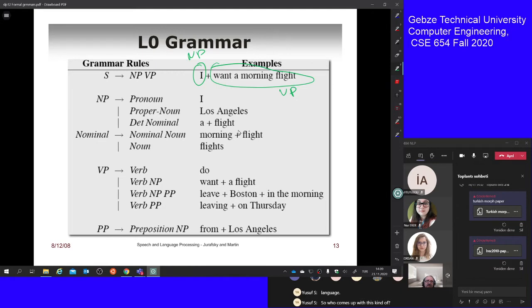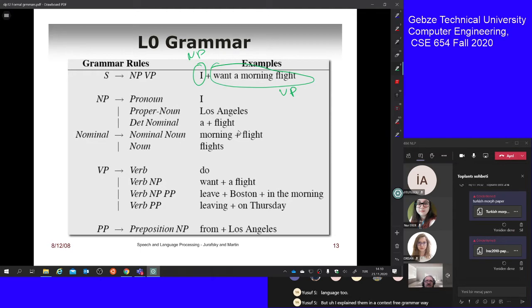So who comes up with this kind of grammars? Computational linguists, they do that, and they do this with the help of maybe the classical linguists too. But I explain them in a context-free grammar way.